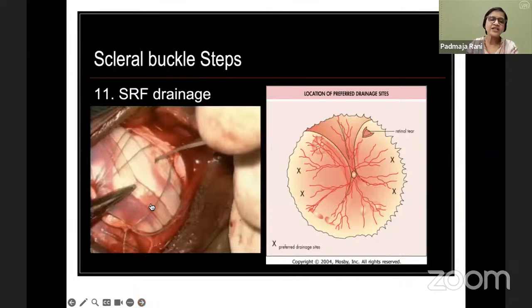The drainage can be done outside the bed of the buckle or within the buckle. The most important consideration is the site you choose, because this is the only drainage which is a blind procedure that can cause a complication, subretinal hemorrhage. So the least vascular preferred drainage sites are on either side of the rectus, where the choroid is the least vascular.